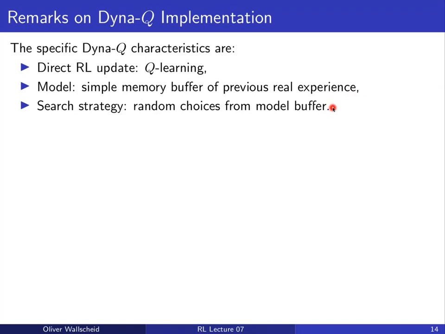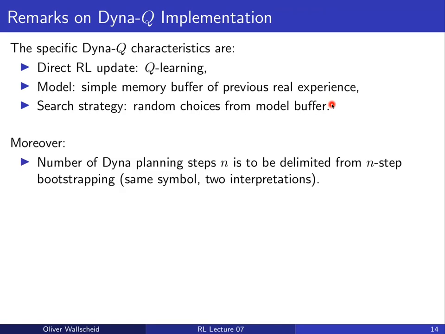And the search strategy here is also very simple. We are just taking random choices from that model buffer. So if we summarize these three degrees of freedom in terms of the Dyna framework, we can state that Dyna-Q is somehow a very basic, a very baseline integration approach of bringing together direct reinforcement learning and indirect reinforcement learning, just to get a first intuition here. So we can scale that up also to more sophisticated integration methods.